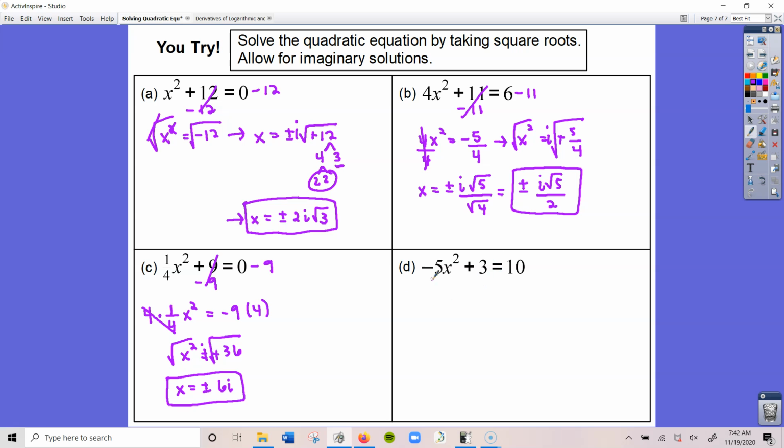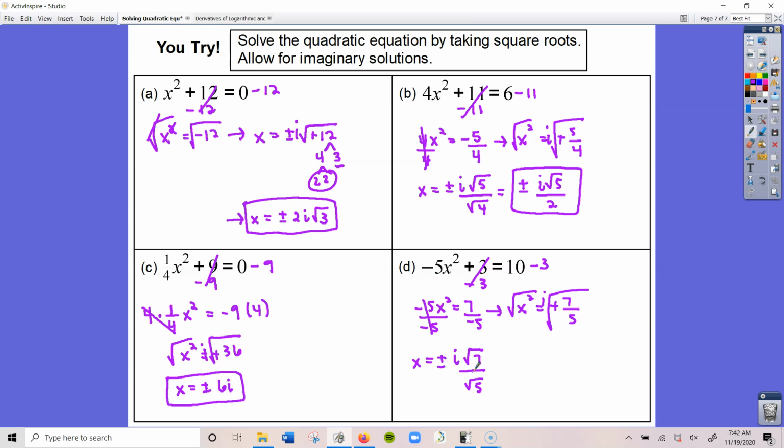In this final example, we have negative 5x squared plus 3 is equal to 10. So first, I would subtract the 3. And I have negative 5x squared is equal to 7. Then I would divide by this negative 5. And now I have that x squared is equal to negative 7 over 5. Of course, last step would be to square root both sides. And again, I have a negative inside of the radical, meaning that I'm going to make it positive and bring out i. So I have i square root of 7 over the square root of 5.